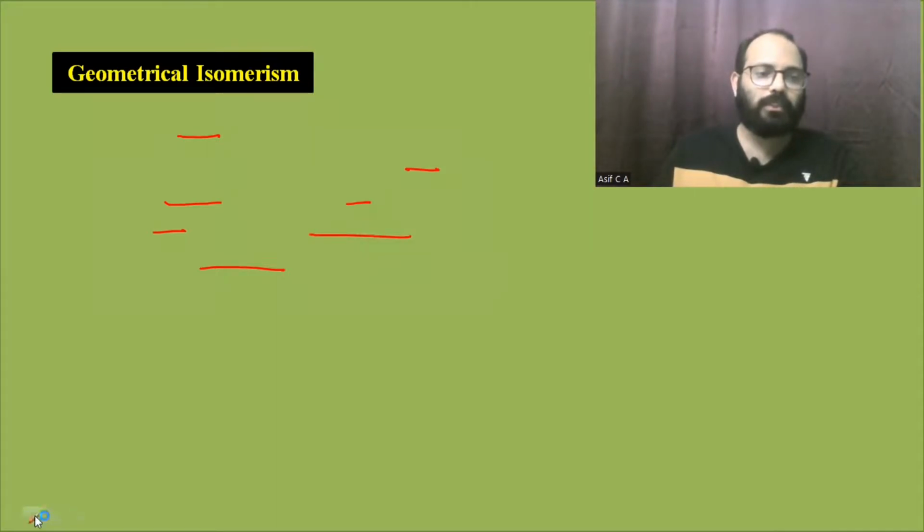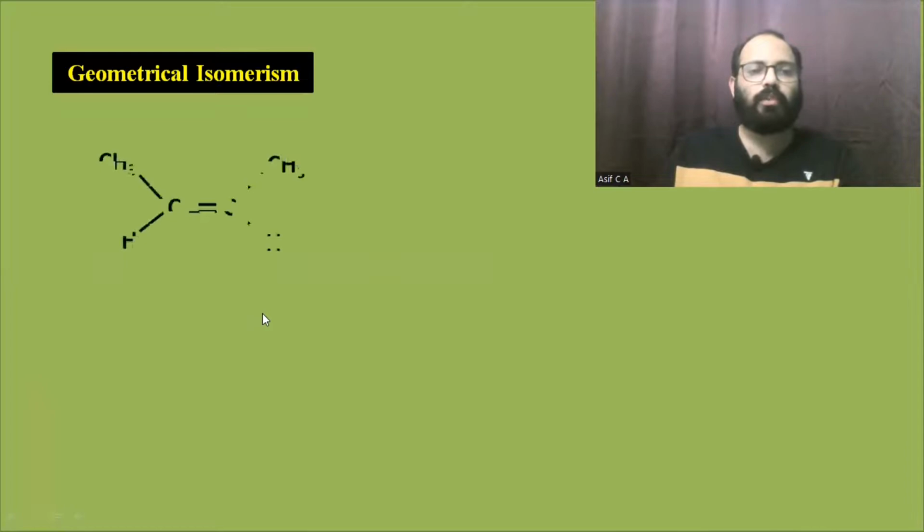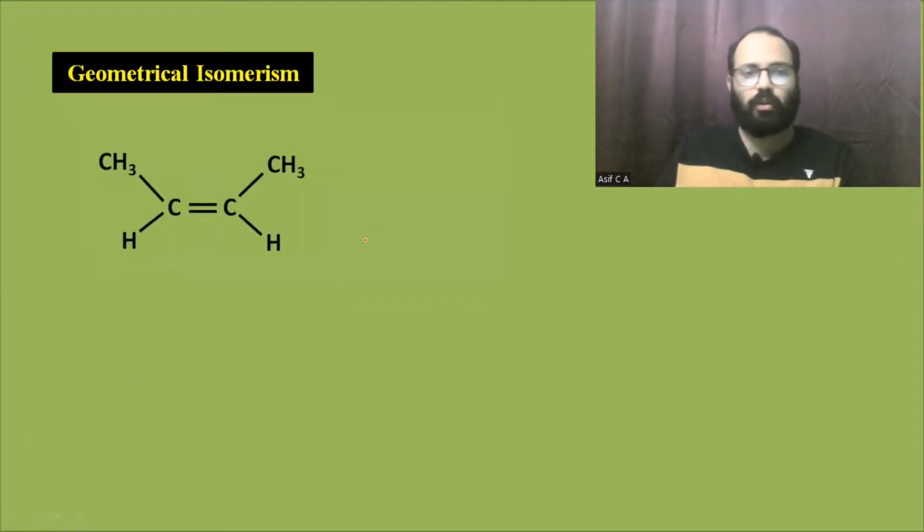For example, we'll see one compound here. The name of the compound is butene, but-2-ene exactly. See here the important condition for a compound to show geometrical isomerism. In the carbon, we can see that it is sp2 hybridized. How? Number of sigma bonds plus lone pairs.